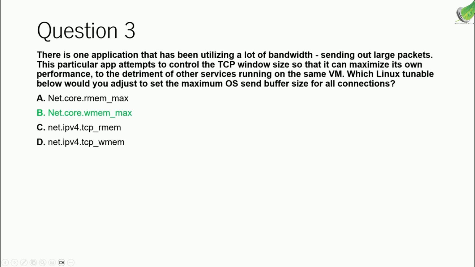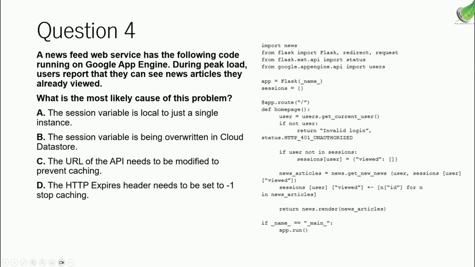In fact, net.core.mem_max acts as the absolute ceiling for net.ipv4 anyway. So, after reviewing all the parameters, the correct answer is B, net.core.mem_max. Question 4. A newsfeed web service has the following code running on Google App Engine.